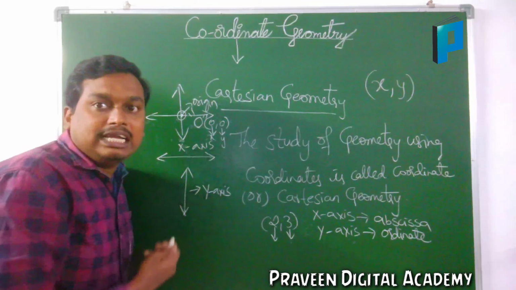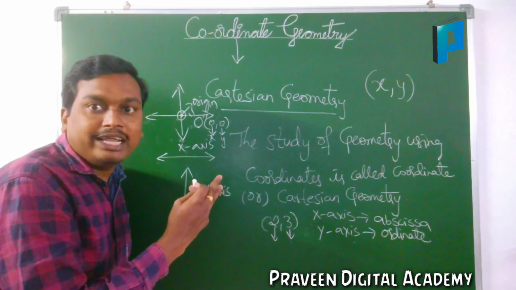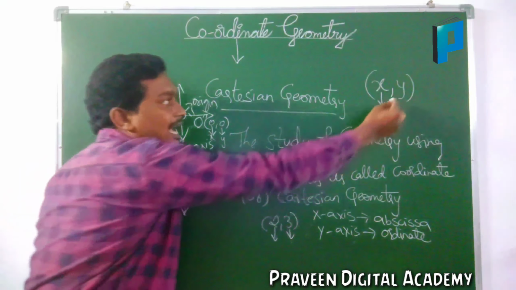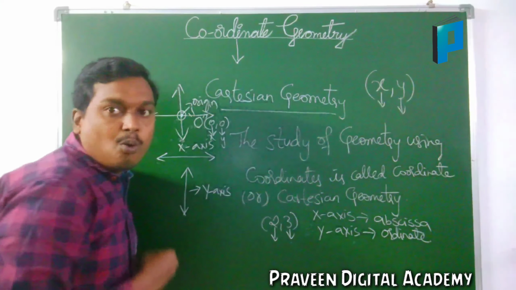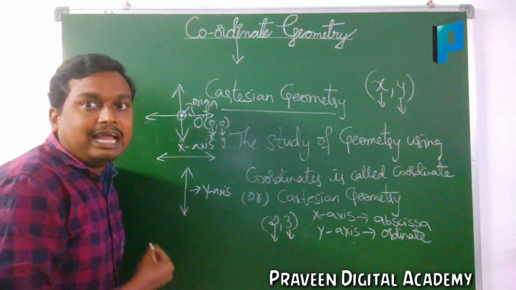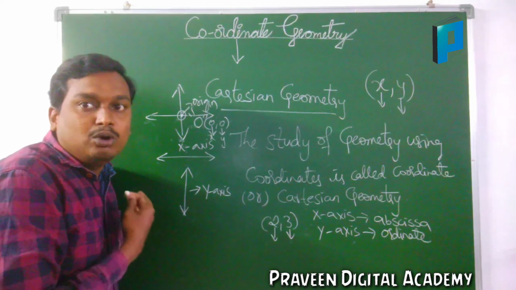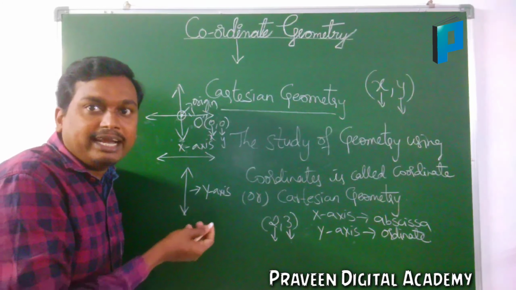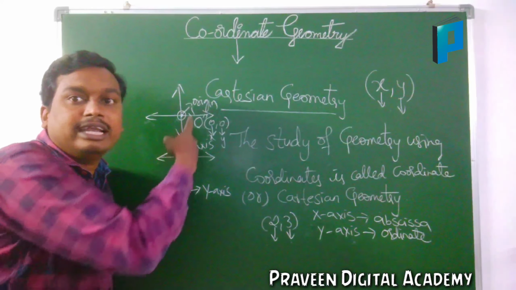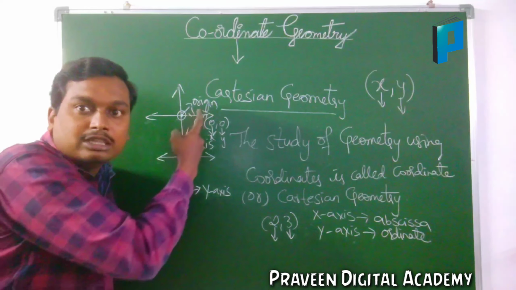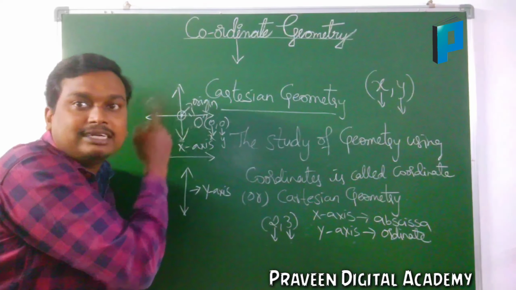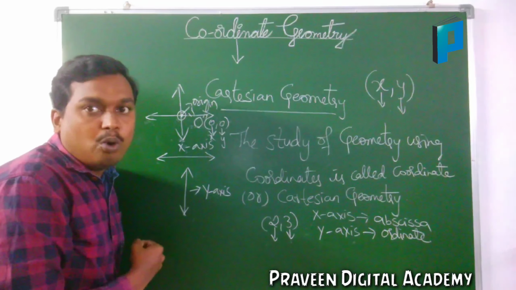Every Cartesian plane has two coordinates, and the first one is always the x coordinate and the second one is always the y coordinate. Where the x and y axes meet is called the origin. The coordinates of the origin are 0, 0, and it is represented by capital O.